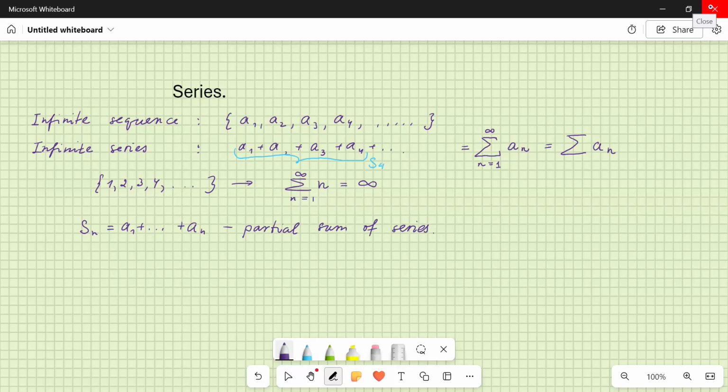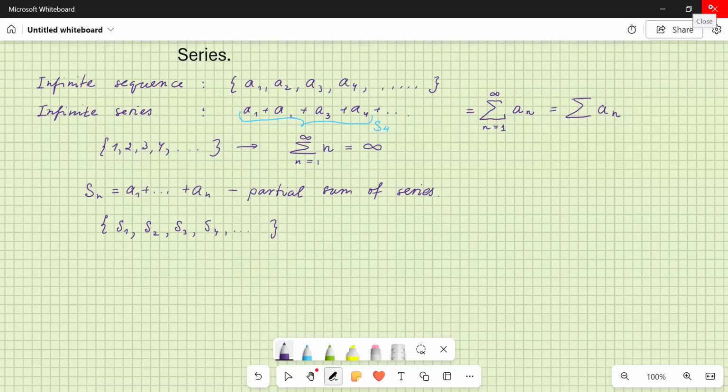You can make a sequence out of these partial sums. Let me write it down first to show how it looks. So the first partial sum is the first term of a sequence, the second partial sum is the second, the third, and the fourth, and so on. I'm going to actually write down how these partial sums look. Partial sum number one is just the first term. Partial sum number two is going to be the first term and the second term. Partial sum number three is going to be the first term and the second term and the third term, and so on, right?